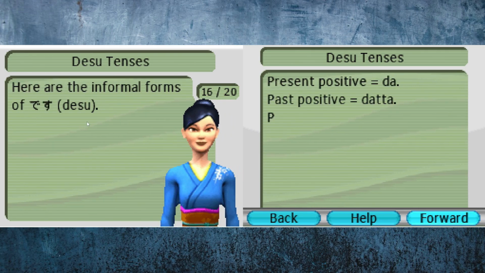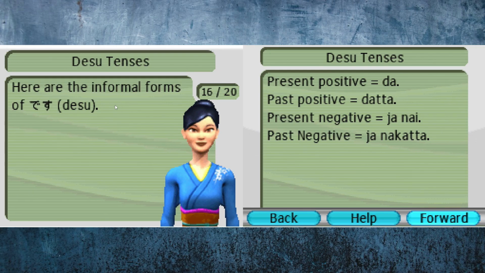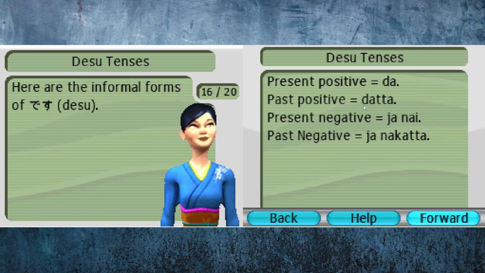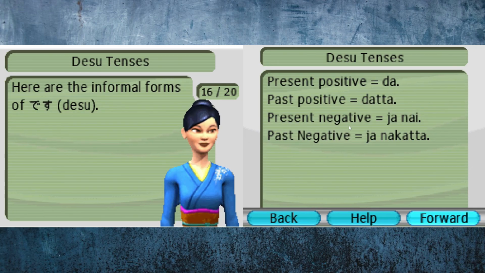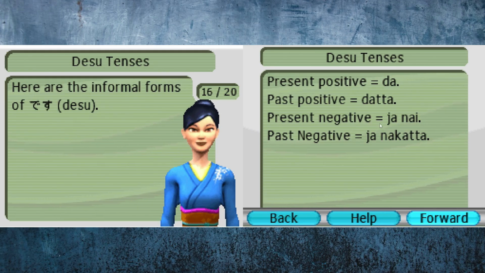Here are the informal forms of desu. Okay, so we're doing casual form, and this is the present positive of desu in casual form. So desu would be da. And past positive, which is the past tense form. So desu in casual form in the past is datta. And present negative is to say that something isn't. So it's janai. So instead of janai desu, you say janai without the desu, because it's basically the negative form of desu, to say something isn't.